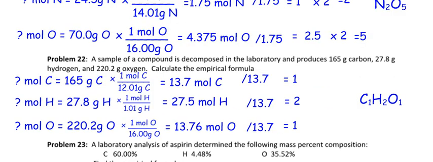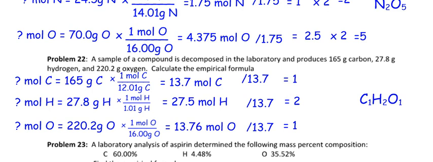All right, so here I already have grams to mole. I have quite a few moles of carbon, hydrogen, and oxygen. I divided by the smallest number, which is 13.7, and I got a 1:2:1, so this is my empirical formula. Hey folks, if you ever get a 1, you can probably leave off the subscripts, but I wanted to show you that. Hopefully that worked out well for you.